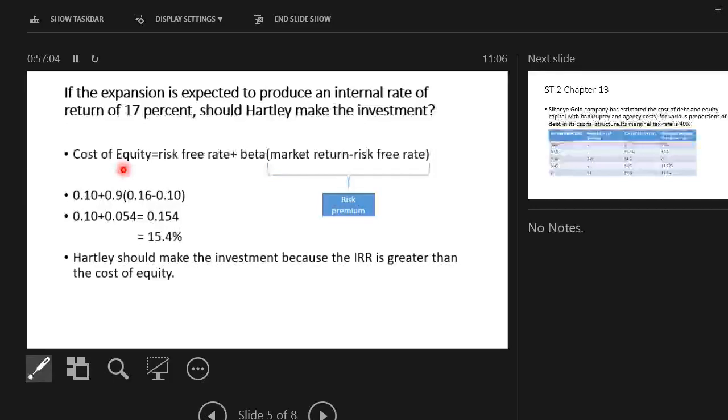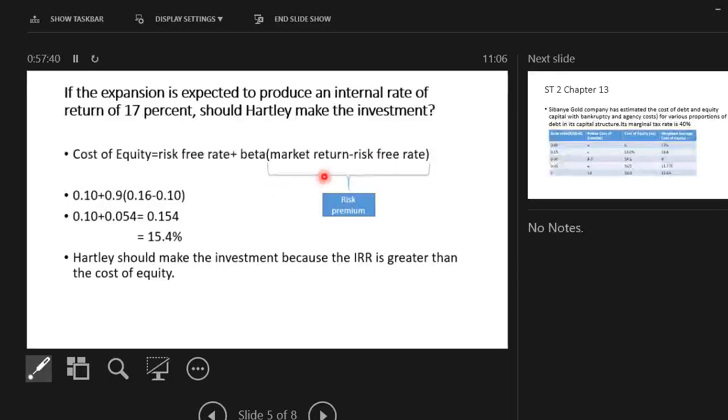Cost of equity is equal to, listen, this is what you're looking for in the question. You're looking for your risk-free rate, and it's always given in any question. You're looking for your beta. You are looking for your market return, and you have your risk-free rate. So now, if you check this risk-free rate here, the first one is the same as this one, right?